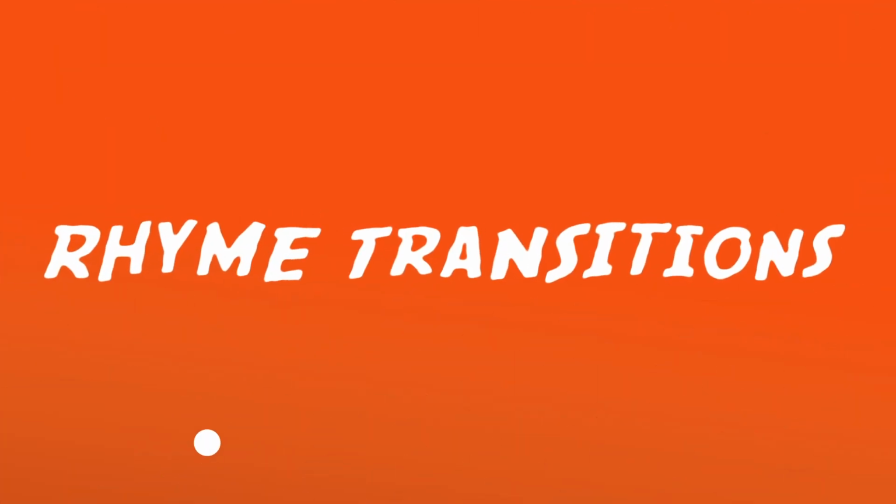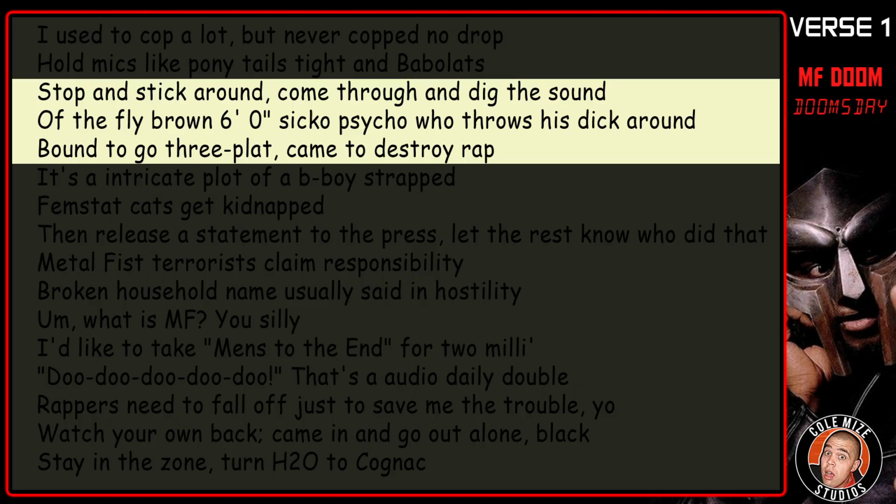One thing rappers struggle with is learning how to smoothly transition in between two different rhyme schemes. One way that MF Doom makes smooth transitions into new rhyme schemes is by allowing that rhyme scheme to carry over into the beginning of the bar where he's going to change that rhyme scheme. He does this on verse 1 with the word bound.